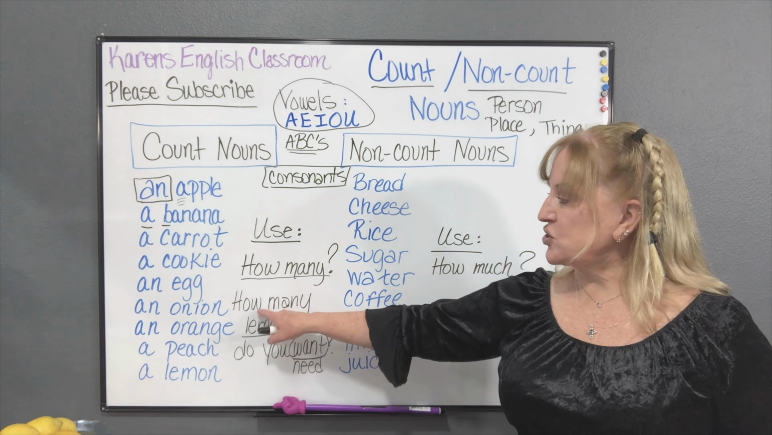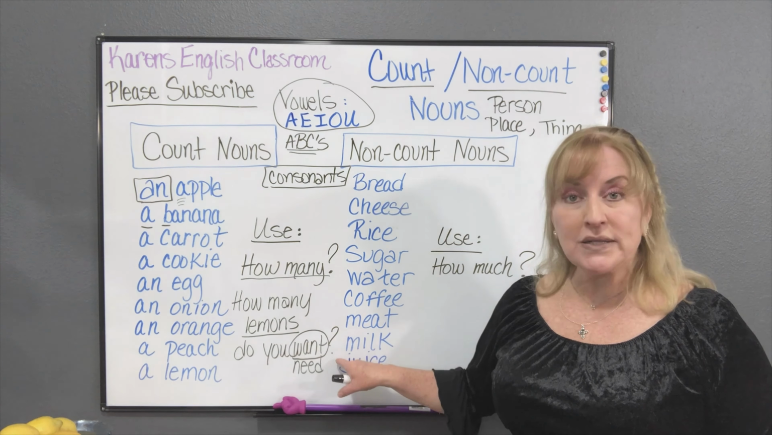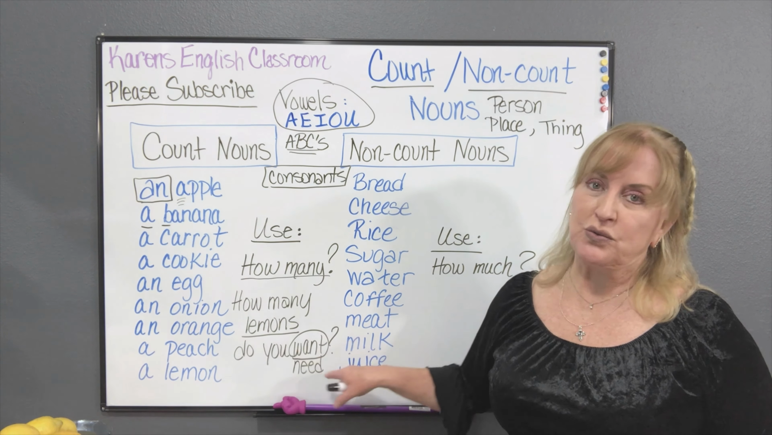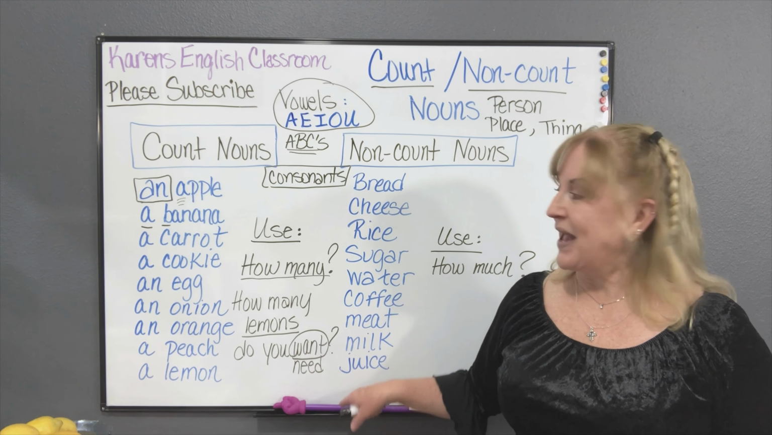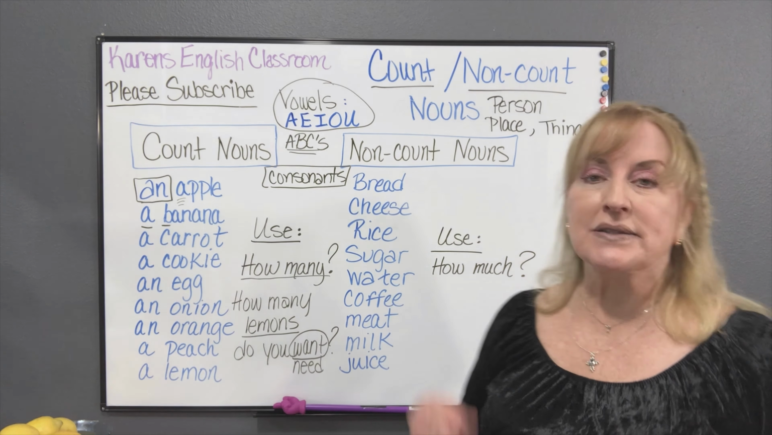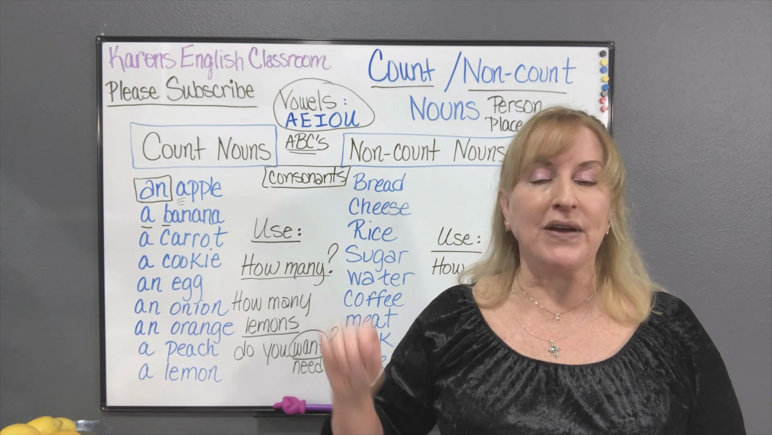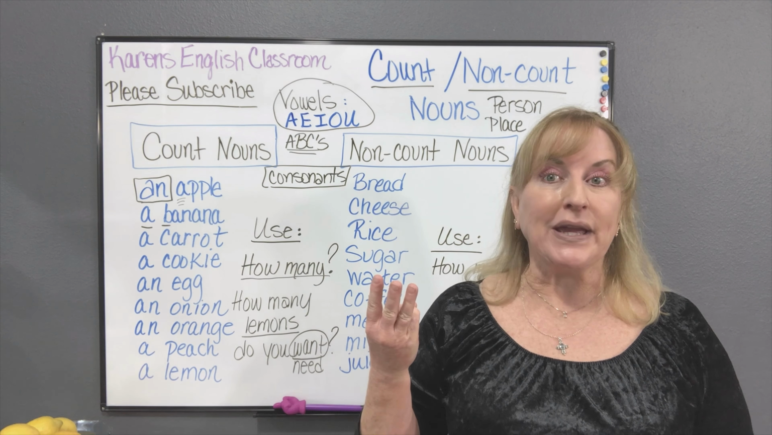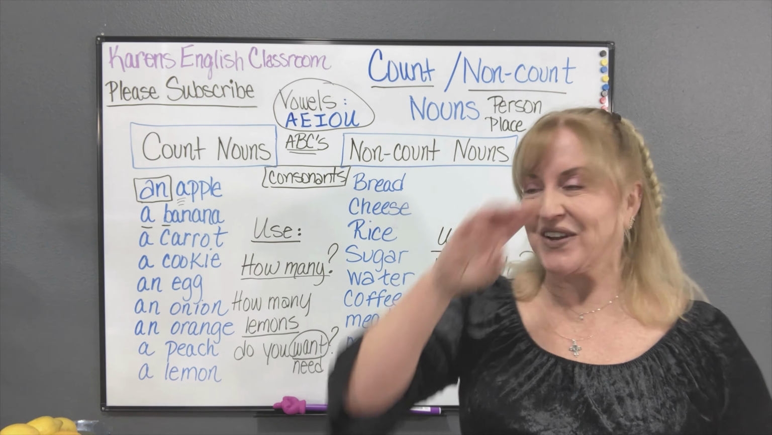But we can make a question. How many lemons do you want? How many lemons do you need? Okay? And then I can say the number, okay? I can say 2, I can say 5, I can say 3, okay? All right, so very good.